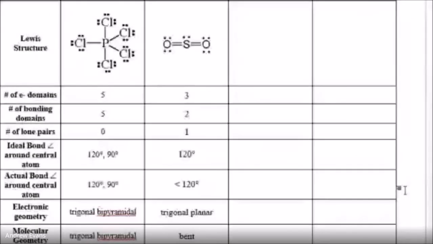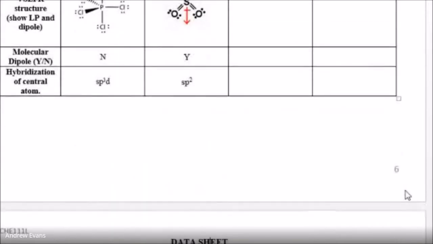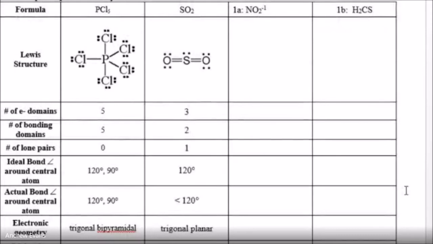Draw the structure. Then draw the structure in 3D and put a dipole if possible. Is it polar? Yes or no? And then what is the hybridization? And then from there, there's like 10 pages of examples, 4 examples to a page. So I'm going to do maybe 2 examples real quick from there. So I'll do 1A real quick.